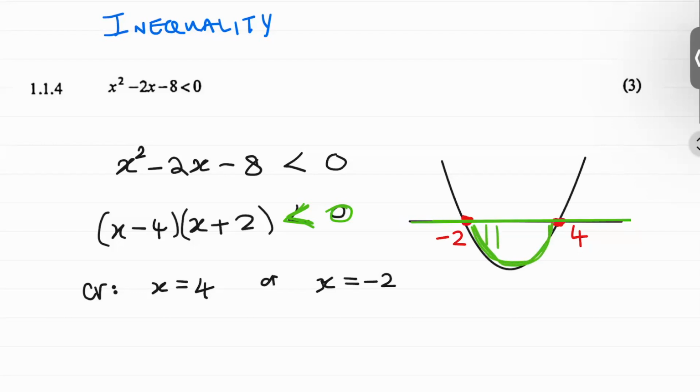And the x values that satisfy that part of the parabola would be all the x values between negative 2 and 4. So that's your answer. Your inequality is all the x values between negative 2 and 4. Okay. Simple as that.